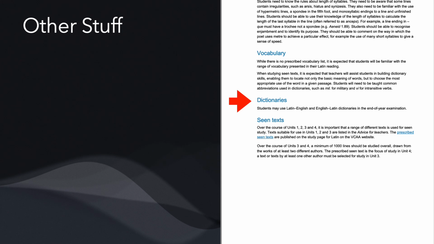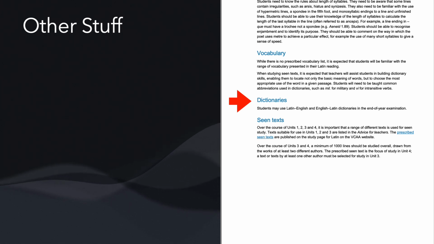Don't write in it. If you write notes in it, then you run the risk in the final exam that one of the supervisors will confiscate it. And then it's just tough. You've got to do the exam without a dictionary.